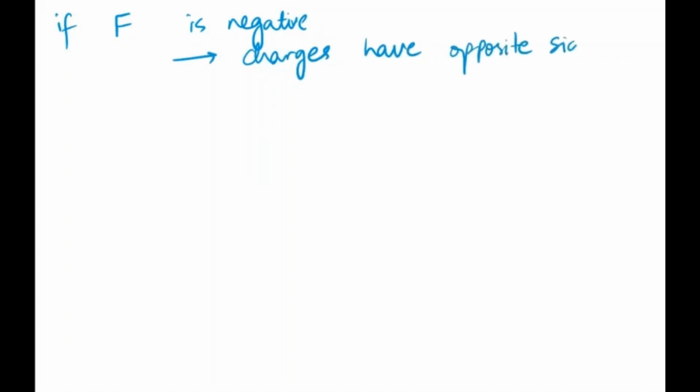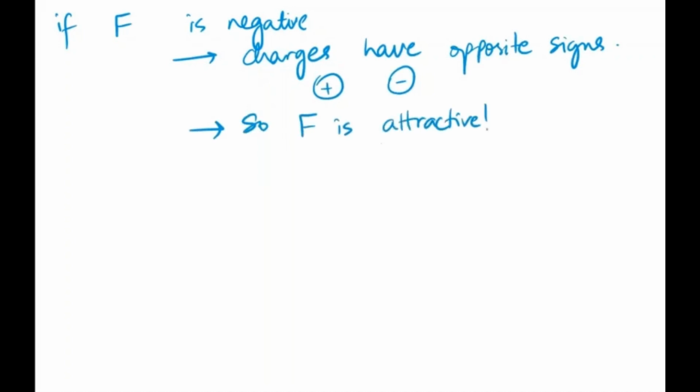So let's take a look at what happens if we get a negative answer for the force using Coulomb's law. What it means is that the charges have opposite signs. If one is positive and the other one is negative, the force is basically attractive. So a negative force tells us that there's an attractive force. Let me write down the equation again. As you can see, Q1 if it's positive.